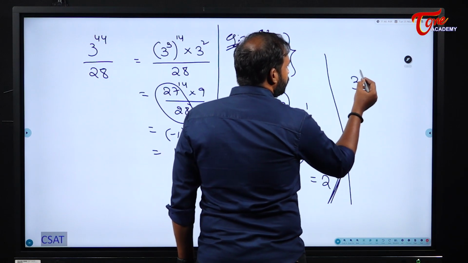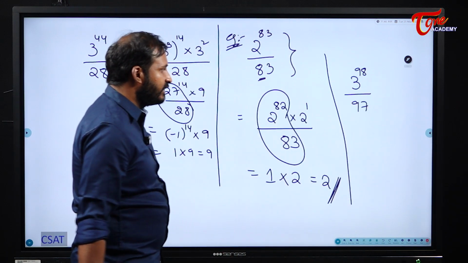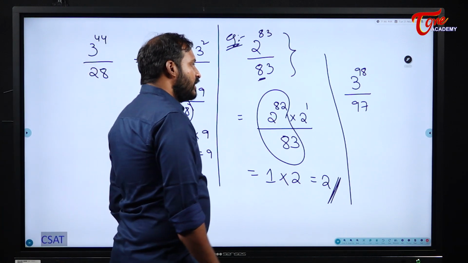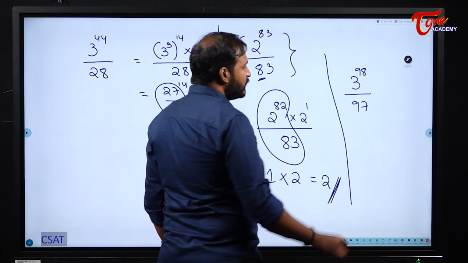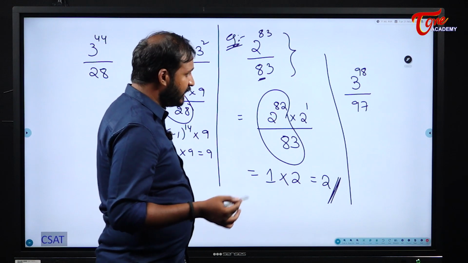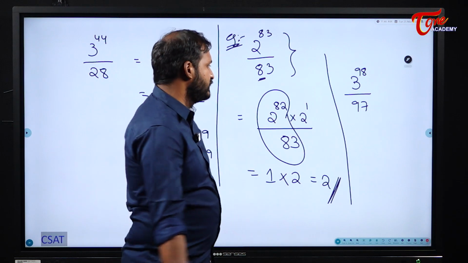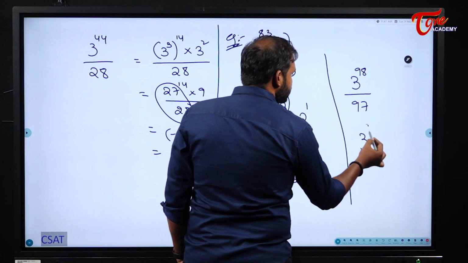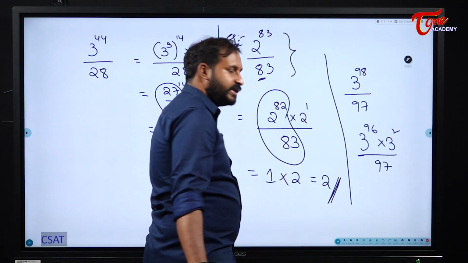3 to the power of 98 by 97. 97 is a prime number. And 3 and 97 are co-primes. Now please observe here, if these two are co-primes and 97 is a prime number, luckily, there is no rule that it should be a prime number, but if it is a prime number, it will be easy for us. So what is the Euler number of 97? 96. So intentionally I will write it as 3 to the power of 96 into 3 square by 97.